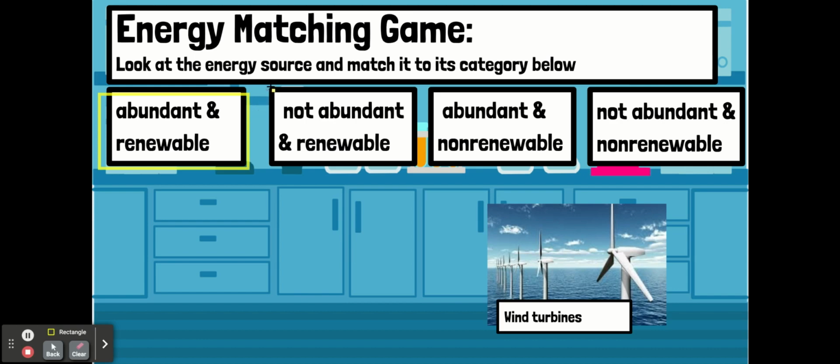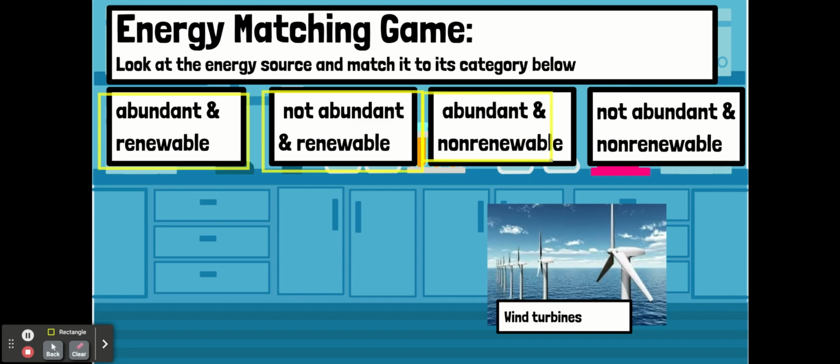The second category is not abundant and renewable. And if we think about resources that are not abundant but renewable, that might be tricky because we don't have a lot of it, but it is easily sourced and nature will provide more of it. So there could be benefits to that kind of energy source as well.